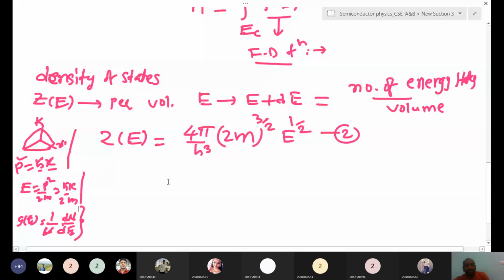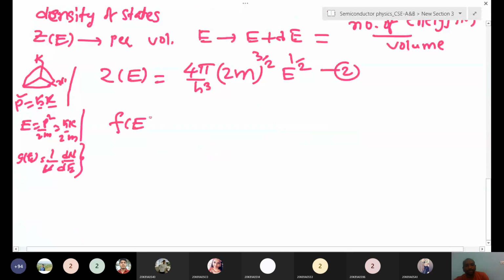And what is the Fermi-Dirac distribution function, F of E? This you should know. What is the Fermi distribution function? Don't know? You don't know? Are you there or not? Are you there?